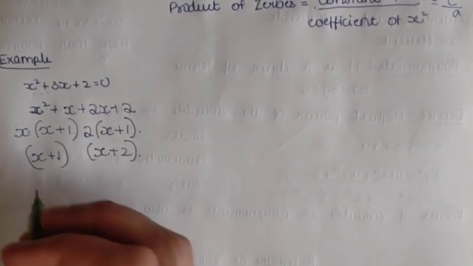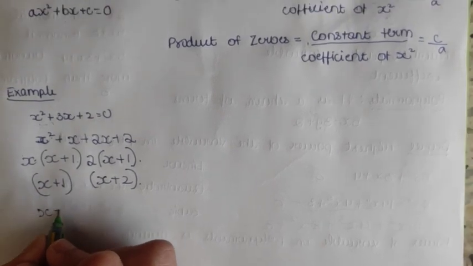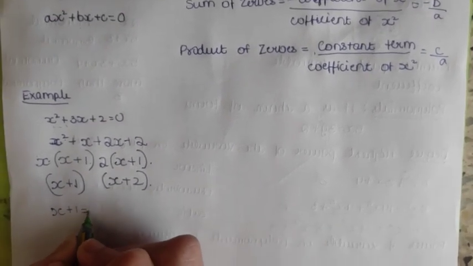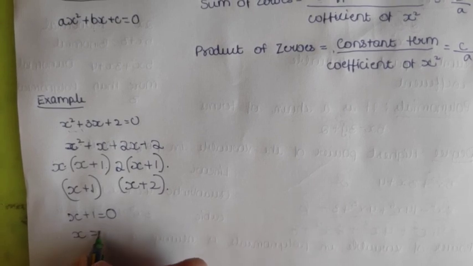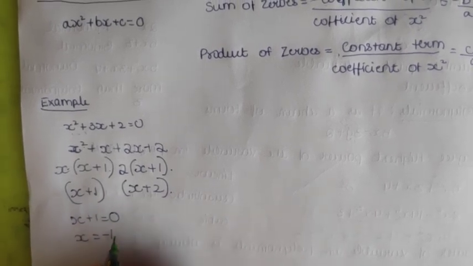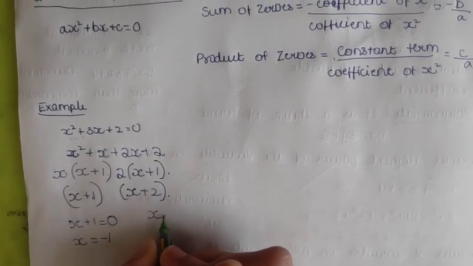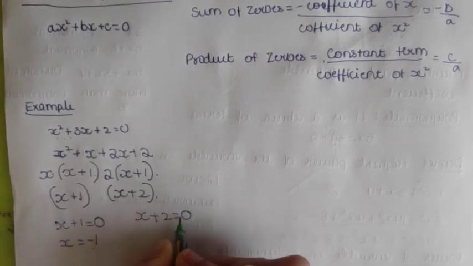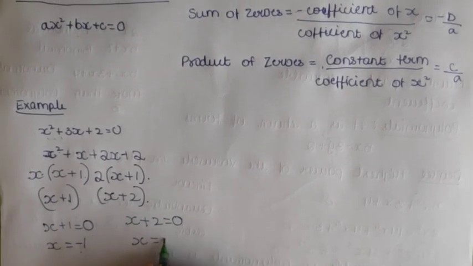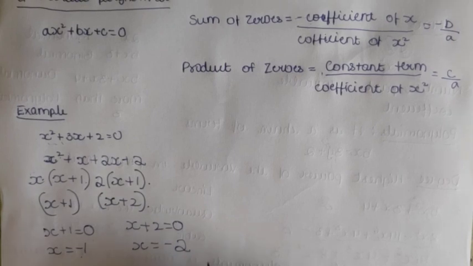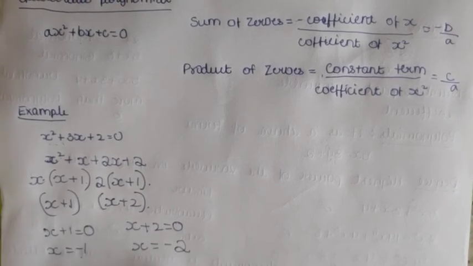So now let's find the zeros of this. Here x plus 1 is equal to 0, that becomes x is equal to minus 1. So the first zero is minus 1. And again x plus 2 is equal to 0, x is equal to minus 2. So the second zero is minus 2.